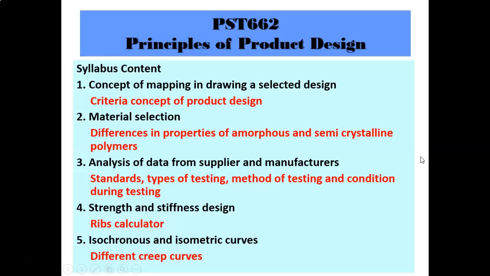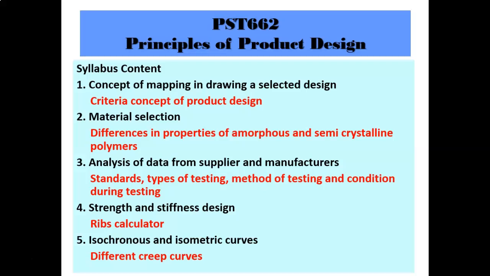Alright, look at the syllabus content. We have 11 chapters. The first one is about the concept of mapping in drawing a selected design. Second chapter, we will cover the material selection in terms of the properties such as amorphous and semi-crystalline. Third chapter will cover the analysis of data from supplier and manufacturer, which is the standard type of testing, method of testing, and so on.